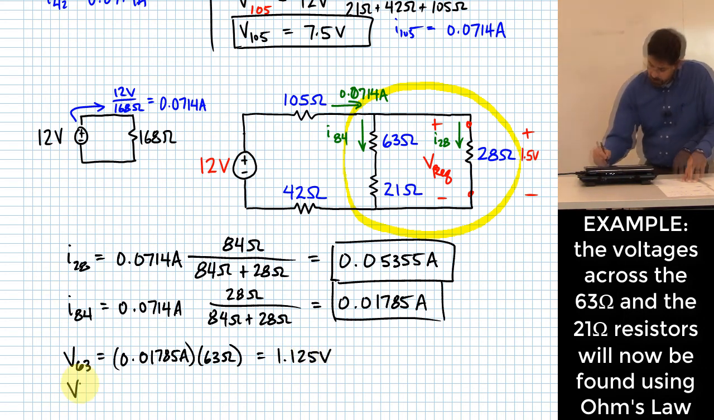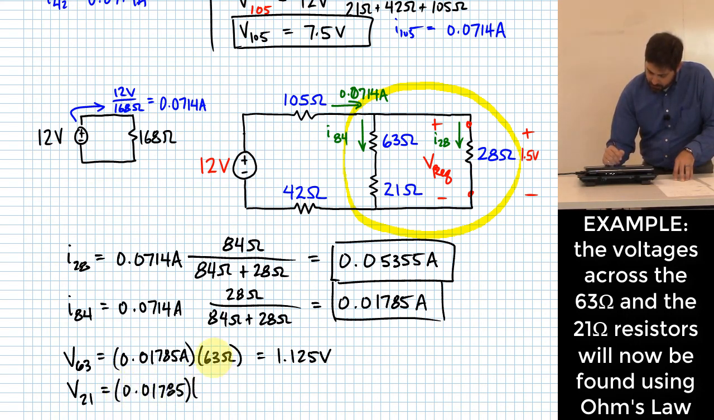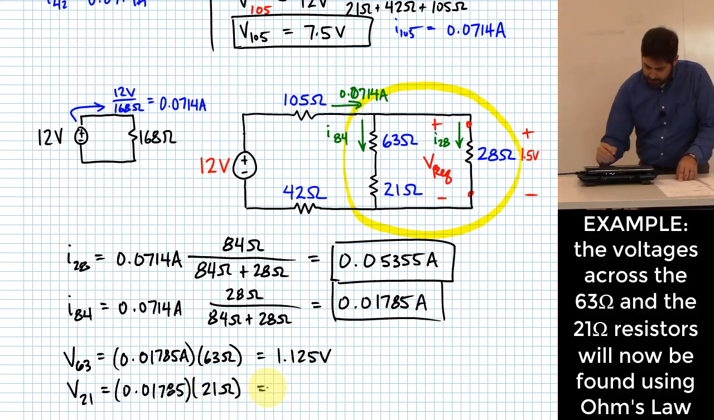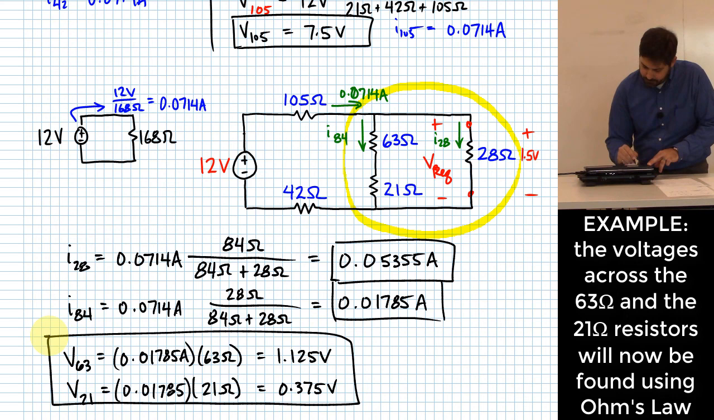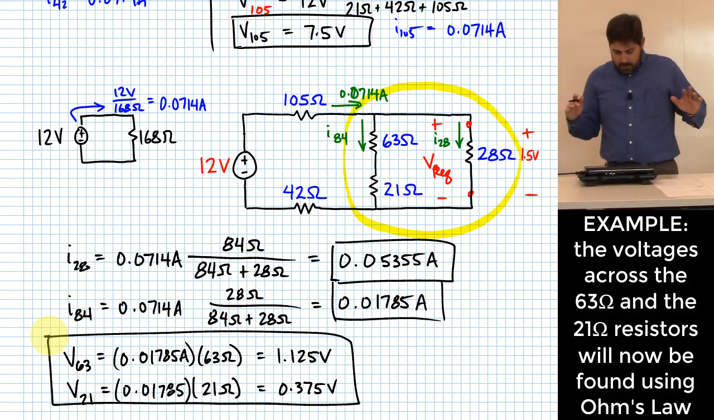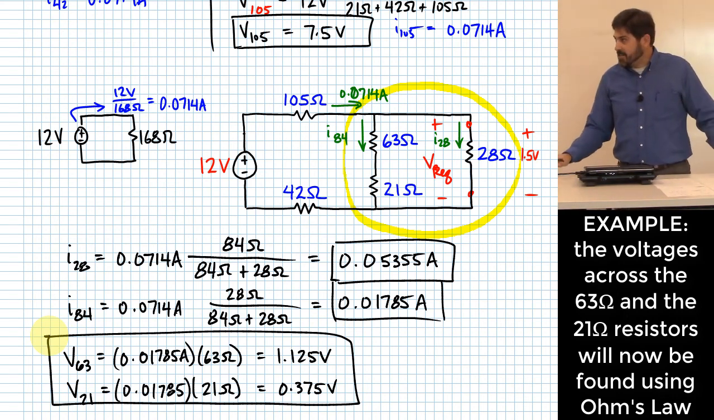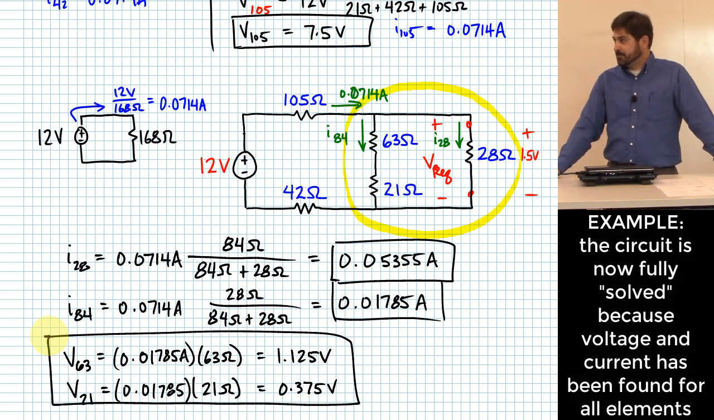What would V21 be? Same thing again, right? 0.01785 amps, but now multiplied by 21 ohms. And that ends up giving me 0.375 volts. Okay? And I think that takes care of everything that I needed to know. Okay? I could label on this thing if I wanted to each and every one of my currents and voltages across each and every one of my elements.